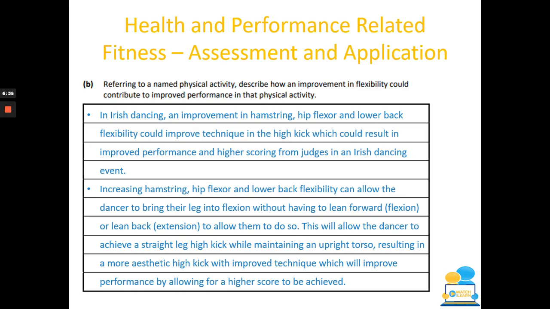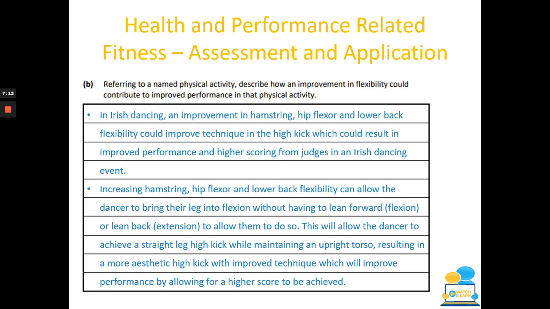So if we're leaning forward with our back, that's flexion, and if we're leaning back, that's extension. And if we're doing a high kick in Irish dancing, if we're leaning forward or leaning back, the high kick will not appear as aesthetic to the judges and the dancer may be scored lower. So again, this will allow the dancer to achieve a straight leg high kick, maintaining an upright torso, not leaning too far forward or back, resulting in a more aesthetic high kick with improved technique, which will improve performance by allowing a higher score to be achieved.